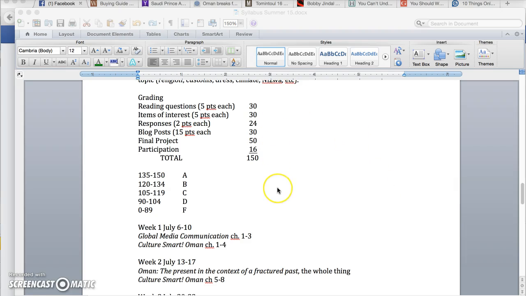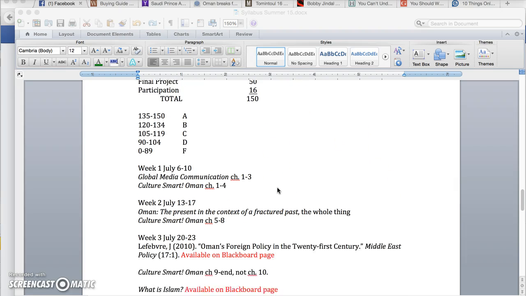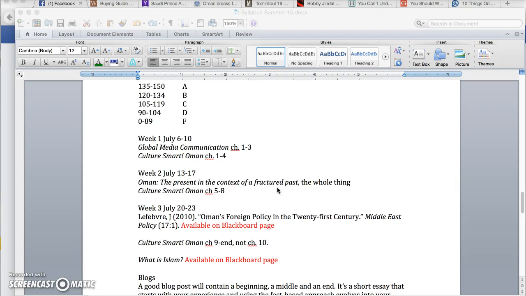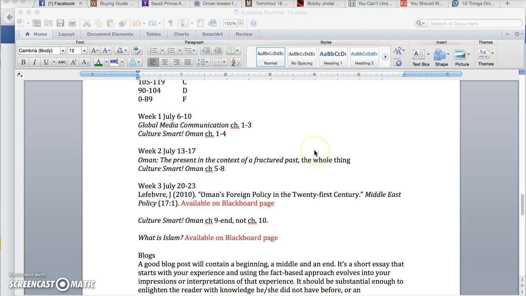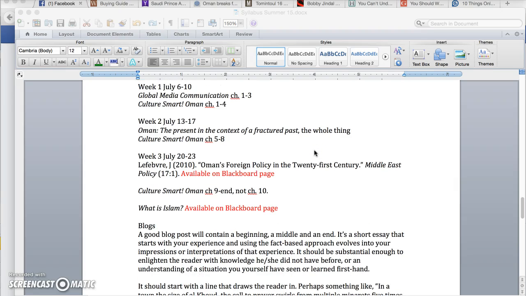Here's the grading as it breaks down. It should be fairly self-explanatory, and then the grade that you'll get based on the points. So this first week, all 3 weeks, there's a lot of reading. Global Media Communication, which is the communication textbook that's available on the Blackboard site, chapters 1 through 3, and then 4 chapters in Culture Smart. It's a lot of reading. The Culture Smart is not hard to read. It's engaging, interesting, and you'll get a lot out of it.